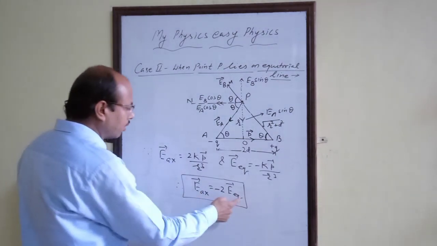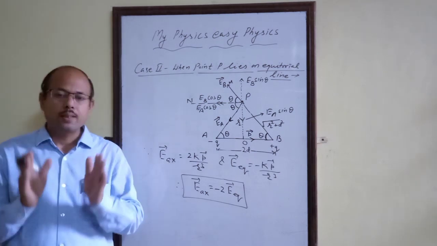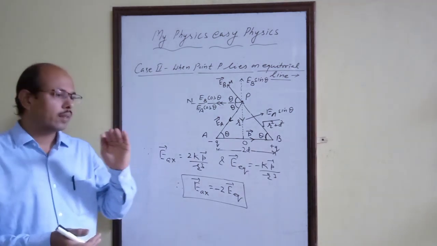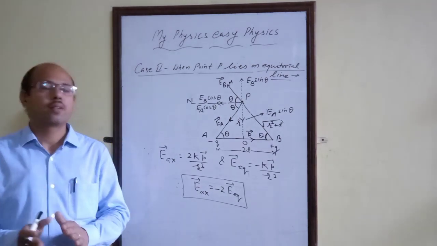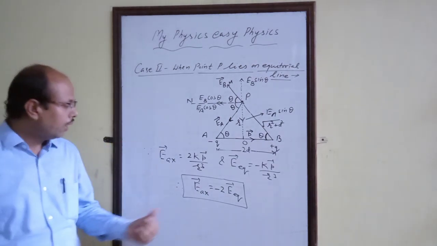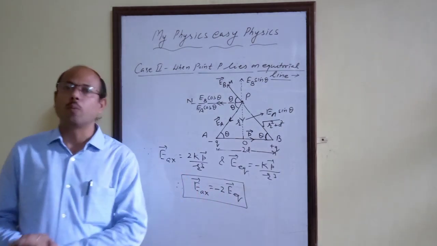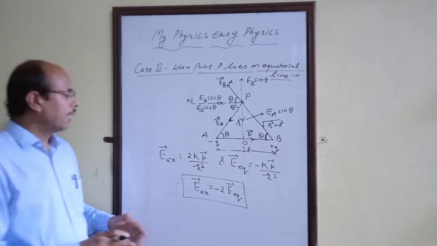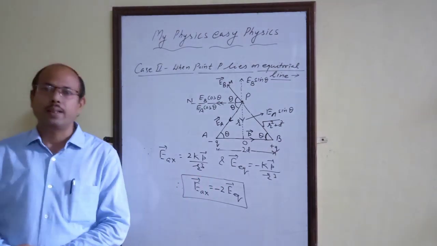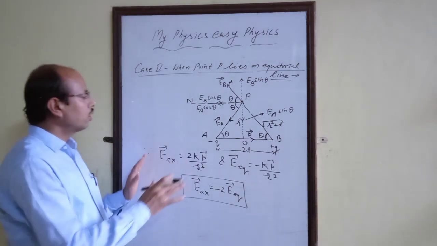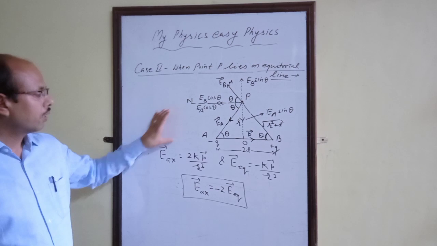And from this relation we can also find a very important question: what is the angle between electric field on the axial line and electric field on the equatorial line? From this it is clear that both vectors are directed oppositely. Therefore, the angle between E axial and E equatorial will be 180 degrees. So this is what we had about electric field on axial line and equatorial line due to a dipole.